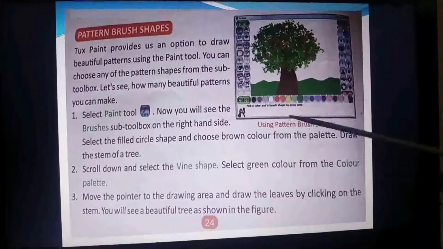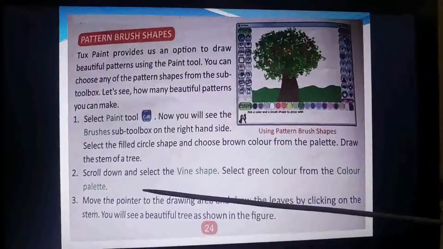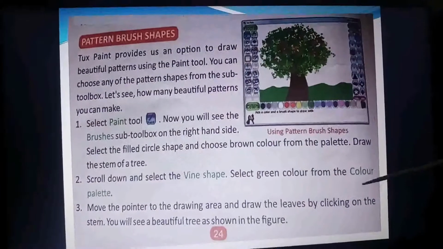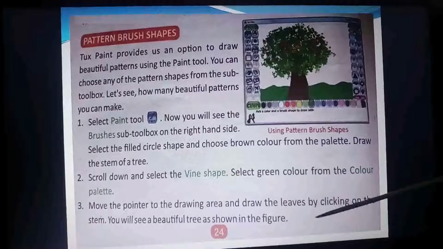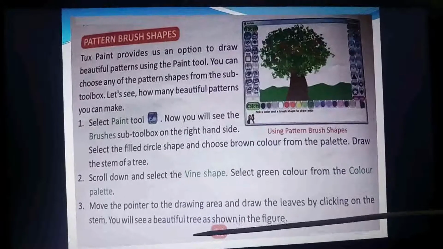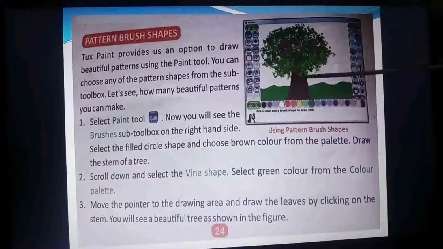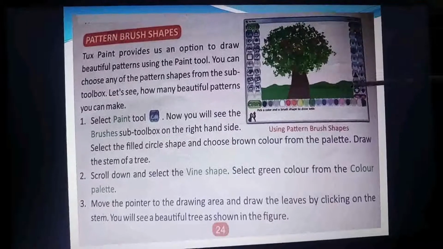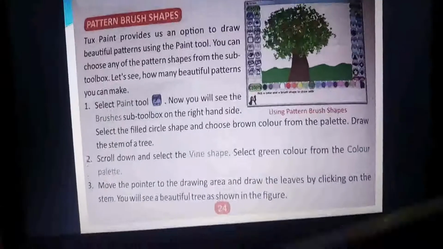Draw the stem of a tree. Scroll down and select the vine shape. Select green color from the color palette. Move the pointer to the drawing area and draw the leaves by clicking on the stem. You will see a beautiful tree as shown in the figure. Now see, first they have selected the stem and now leaves, vine and different things, and it looks like a tree.